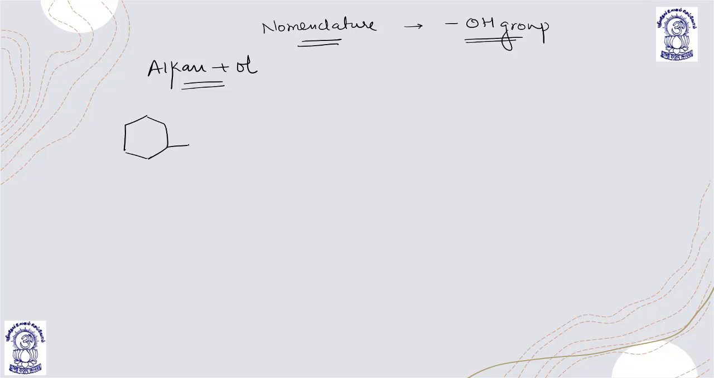Nomenclature of alcohol simply includes the addition of the prefix and the addition of the suffix OH, that is all. Alkanols. Cyclohexanol. Okay.